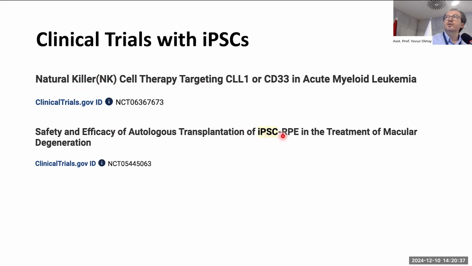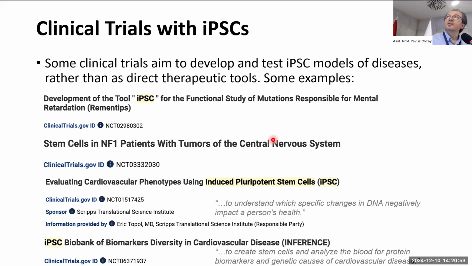One of the most well-known examples, one of the earliest success stories in iPS-based therapies, is retinal pigment epithelium cells, RPE. So it's one of the first application areas of iPSCs in disease treatment. Many of these studies are going on, but not all studies with iPSCs aim to cure diseases.